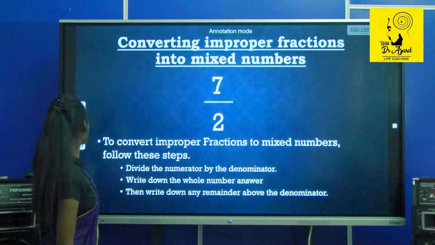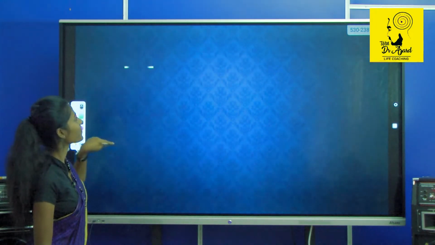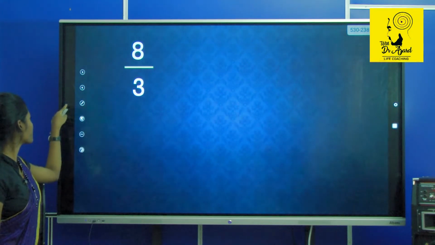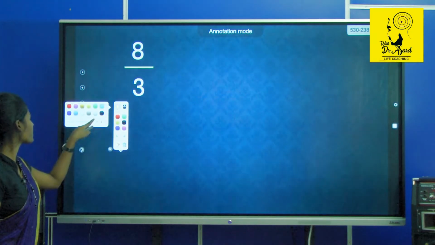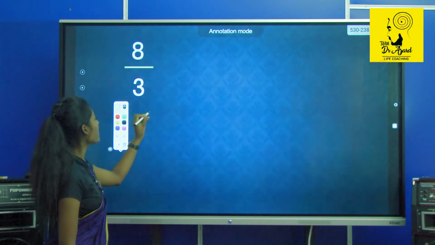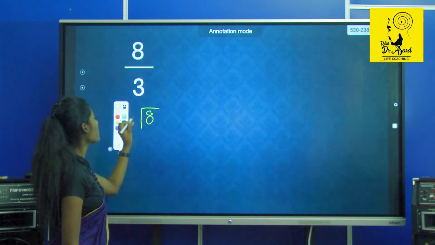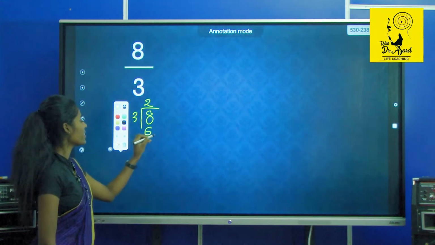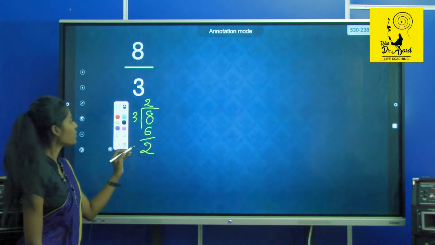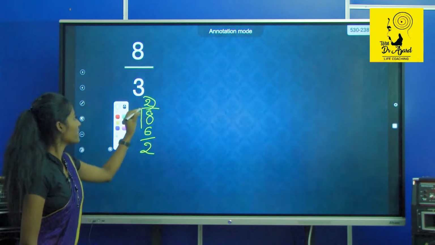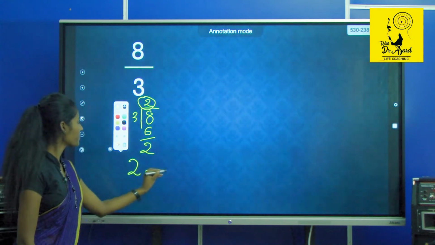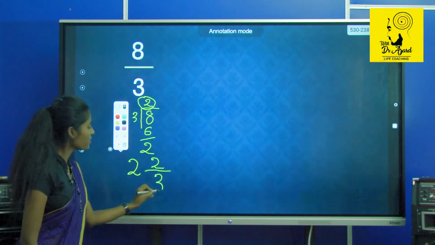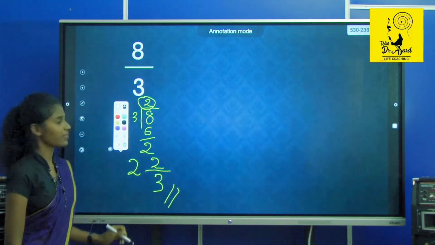Okay. Let's do some examples. 8 over 3. Here we can divide 8 by 3. 3 times 2, 6 and 2 are remaining. So, this part is the whole number and the remainder is the numerator and the denominator won't change. This is the answer.